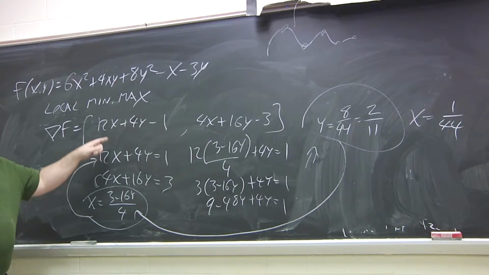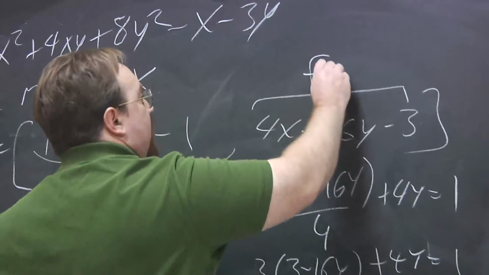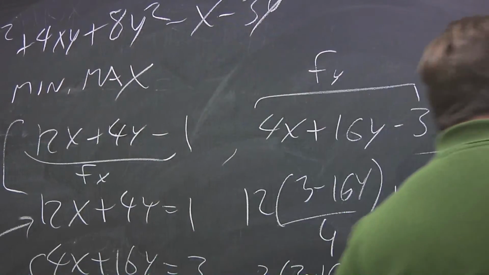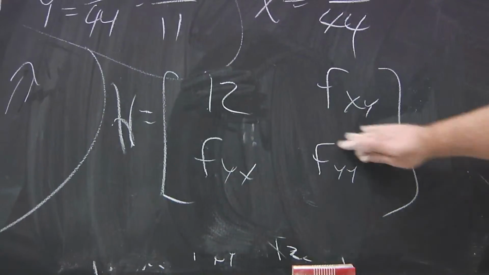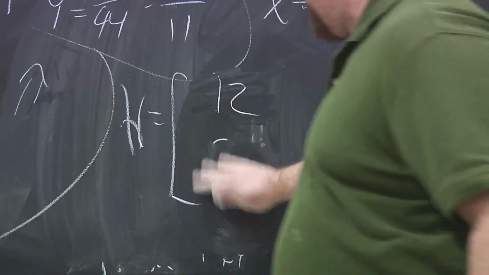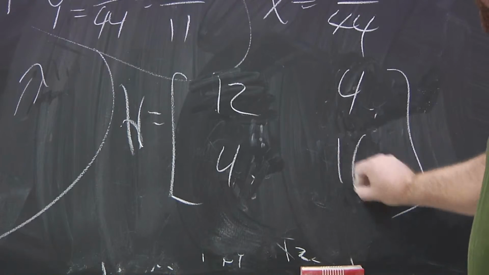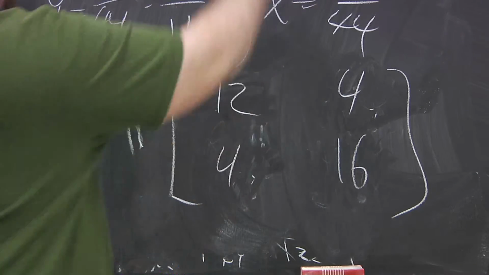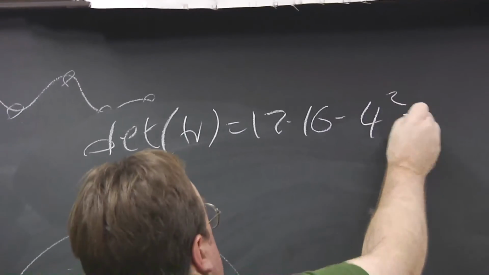That means, so here this is fx, this is fy. We need to differentiate both of these with respect to x and y to get our Hessian matrix. fxx, you differentiate that with respect to x, and what is that going to give us? 12. All right, fxy, 4, and then fyx will also be 4 by symmetry. And finally fyy, 16. All right, so now we just need to see if this is positive definite or not. We compute the determinant of H. So that's 12 times 16 minus 4 squared.